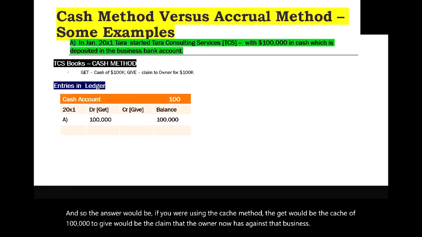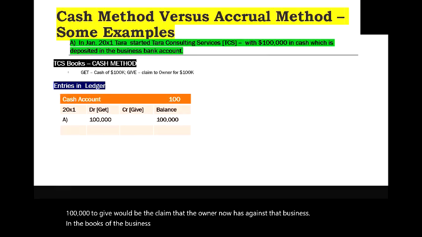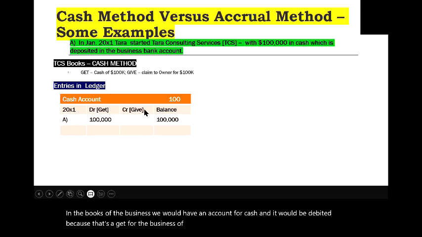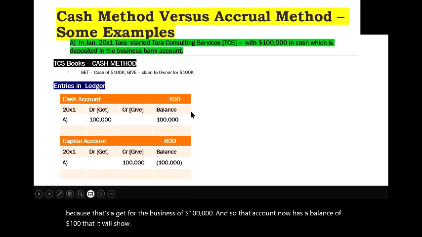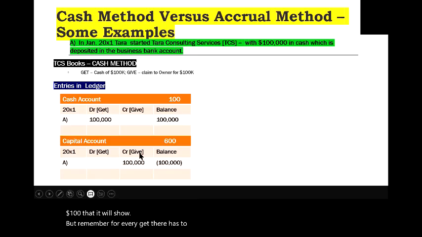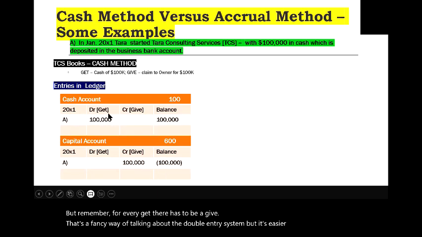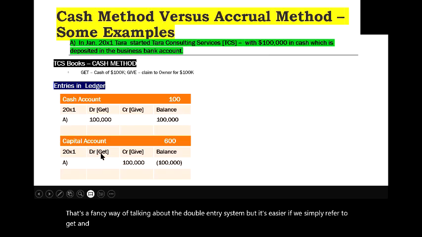In the books of the business, we would have an account for cash, and it would be debited because that's a get for the business of $100,000. And so that account now has a balance of $100,000 that it will show. But remember, for every get, there has to be a give. That's a fancy way of talking about the double entry system, but it's easier if we simply refer to get and give. And remember, your get should always be equal to your give.